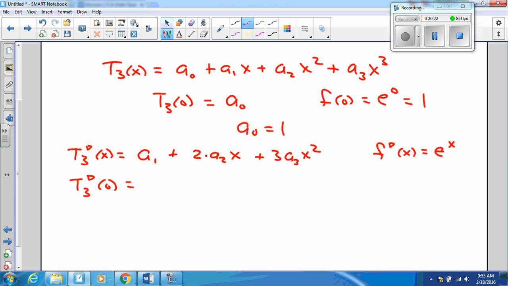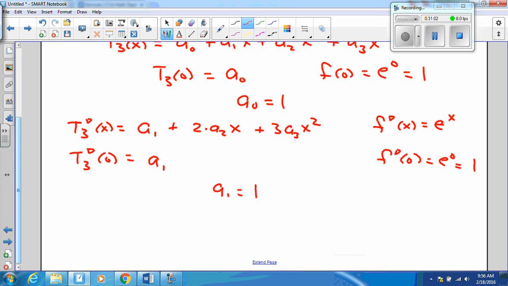And now my best estimate condition is that the derivatives of these two have to agree at 0. So I compute here, and I compute here, and what do I get when I compute t3 prime of 0? A1. Just a1. All of the other terms drop out. And since these two must be equal, lo and behold, I have my second coefficient. a1 is equal to 1. Are we tracking so far?